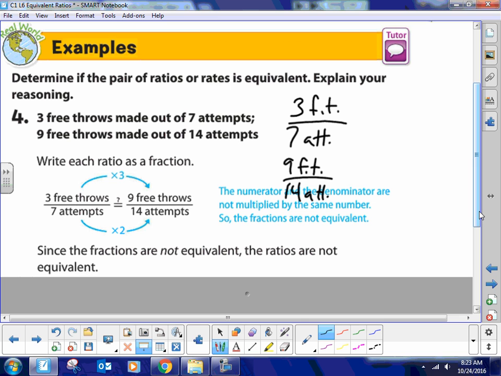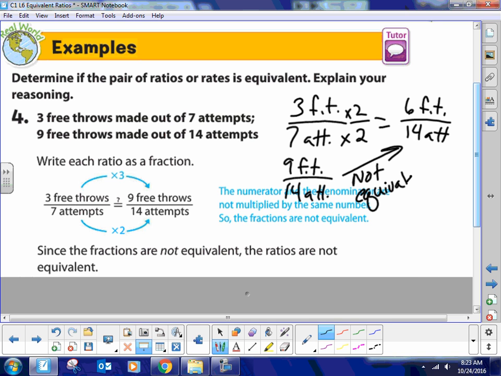Okay, I would have just brought the 3 free throws in 7 attempts up to 14 attempts. So I'd have multiplied both numbers by 2, and then that would have been up to 6 free throws in 14 attempts, and they are obviously not equal. Okay, this does not equal that, not equivalent. Because here he made 9 free throws in 14 attempts, where the other guy, if he kept shooting, would make 6 free throws in 14 attempts. Since these fractions are not equivalent, the ratios are not equivalent.